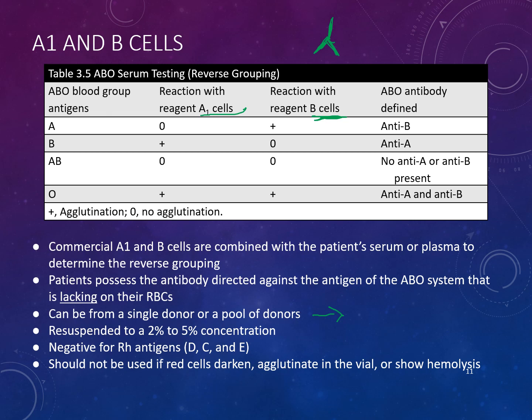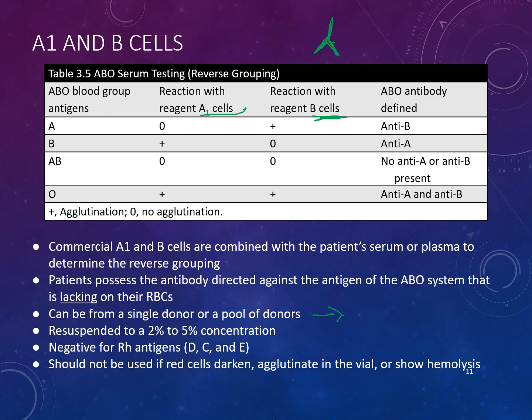Something that you have to keep in mind is that when you're testing against these, the red cells are the known. Our patient's serum or plasma is the unknown. So when we test against the known cells, then we're going to get the actual opposite reaction. So that's why it's called the reverse grouping.